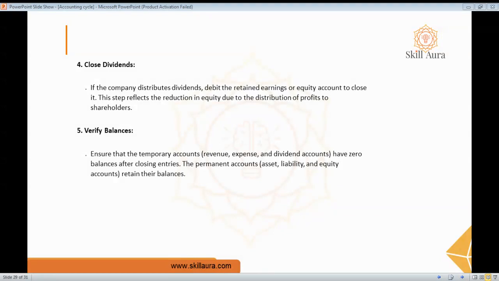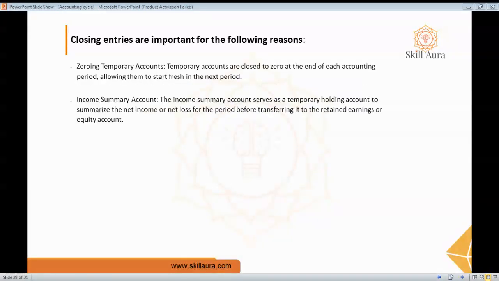Verifying balance. Here, ensure that the temporary accounts, that is revenue, expenses, and dividend, will always have a zero balance after entering closing entries. When it comes to the permanent accounts, asset, liability, and equity accounts will always retain their balance. So when it is a permanent account, it will retain the balance.